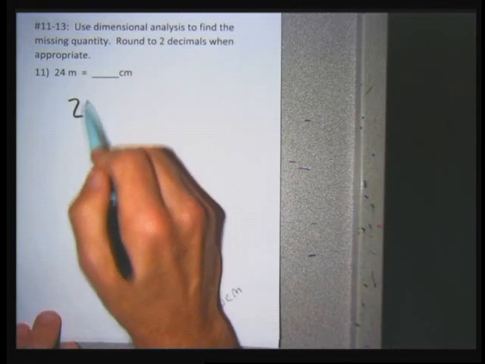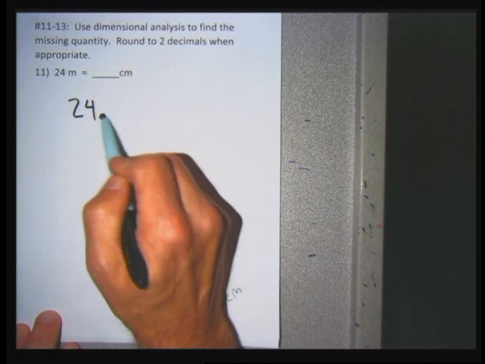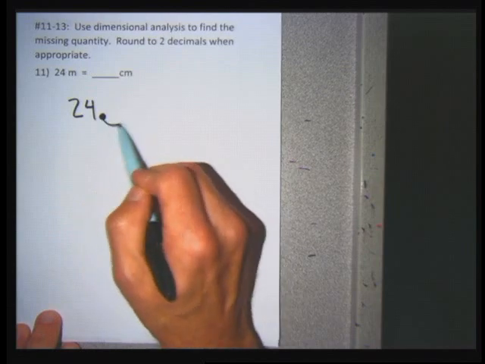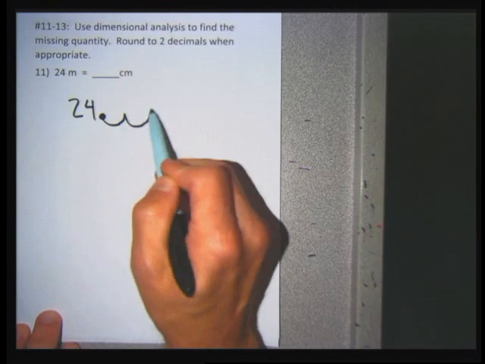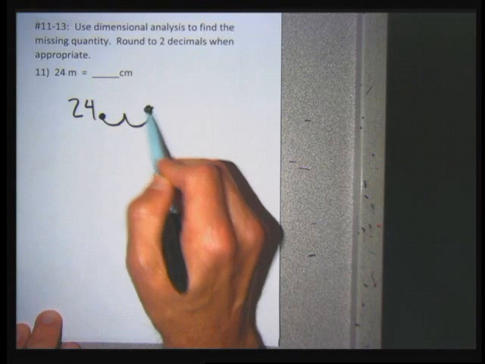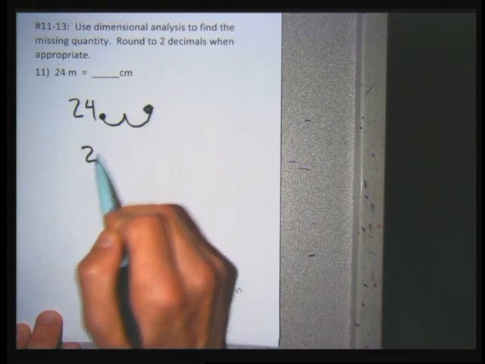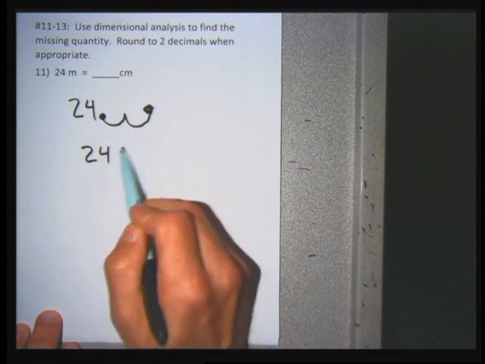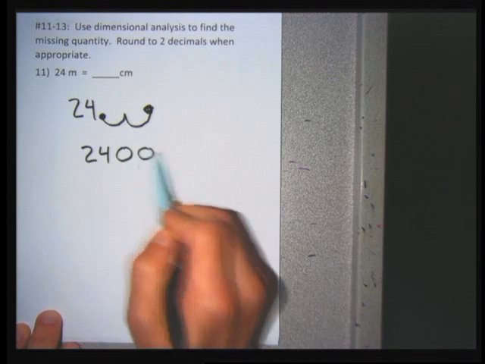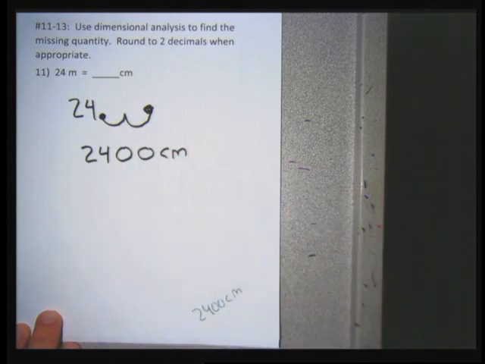So to go from 24 meters into centimeters, I take the decimal and move it once, twice to the right. So now my decimal is going to be here. And any place I move a decimal that doesn't have a number to go in its place, I have to fill with zeros. So this is going to be 2,400 centimeters.